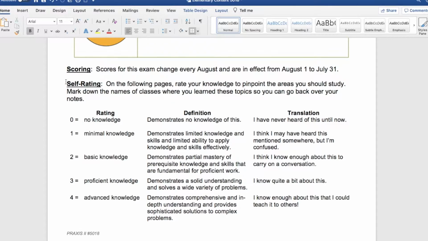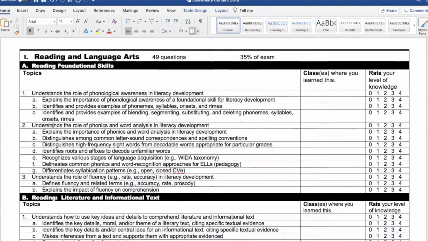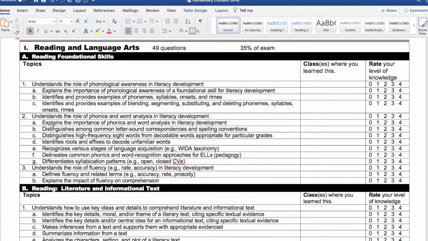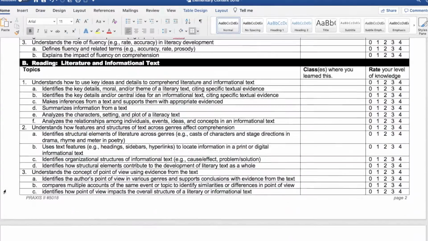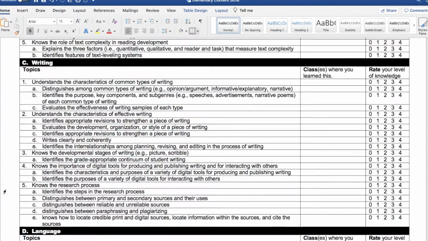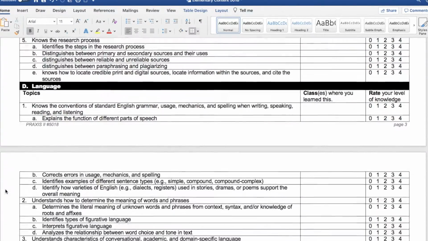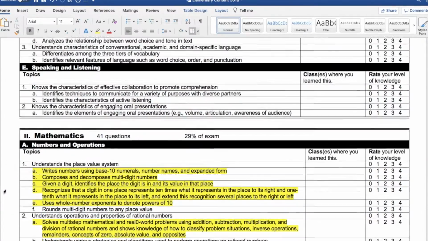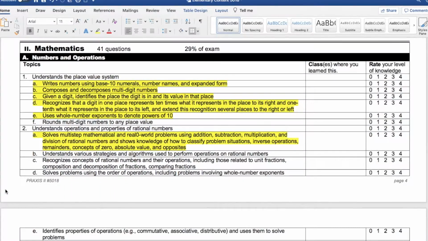Then you have each portion. This is the reading and language arts portion. It says 49 questions, which is 35% of the exam. It goes through all of the concepts that you should know, or should at least know part of, in order to understand and do well on that portion of the Praxis. Next I have mathematics, and this is 41 questions and 29% of the exam. On the screen, you can see that there are only a few lines highlighted.